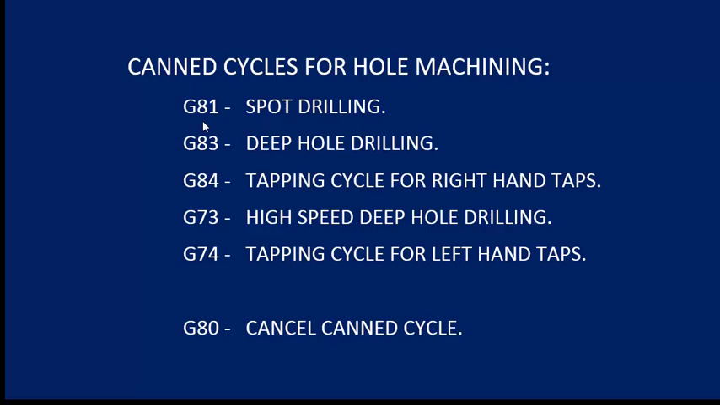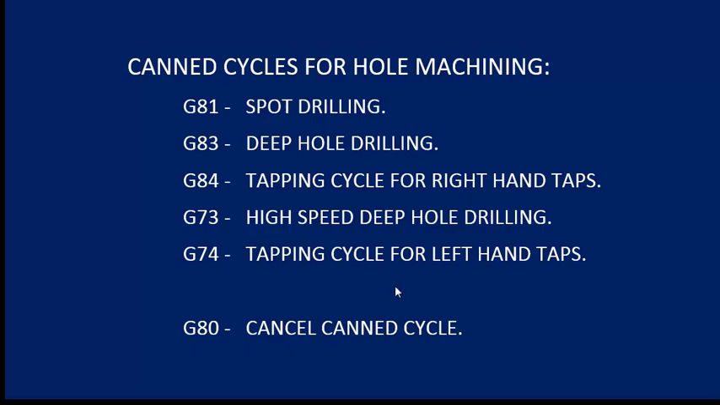The first one is the G81, used for spot drilling, the G83 for deep hole drilling, G84 for tapping with the right-hand tap, G73 for high-speed deep hole drilling, and G74 for tapping with left-hand taps. And then the G80 actually cancels any of these canned cycles. So let's go over these canned cycles and how they're used in a CNC mill program and how to make them work properly.